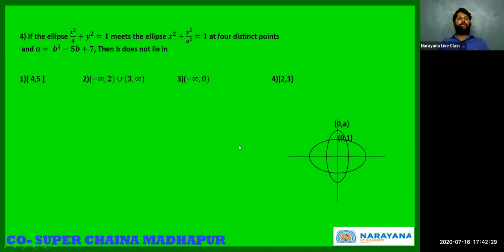If the ellipse x square by 4 plus y square equal to 1 meets the ellipse x square plus y square by a square equal to 1 at 4 distinct points, and a is equal to b square minus 5b plus 7, then b does not lie in which region? I think we have done this question in the previous session. Not a problem. Let us revise it.